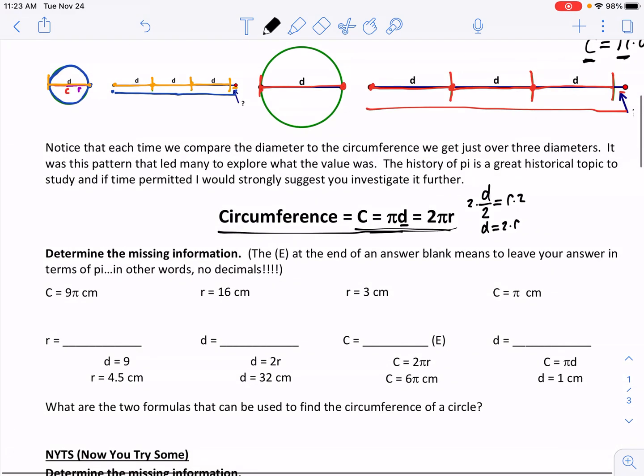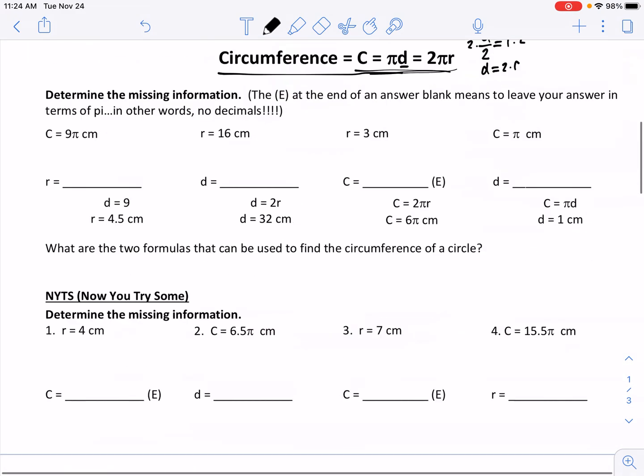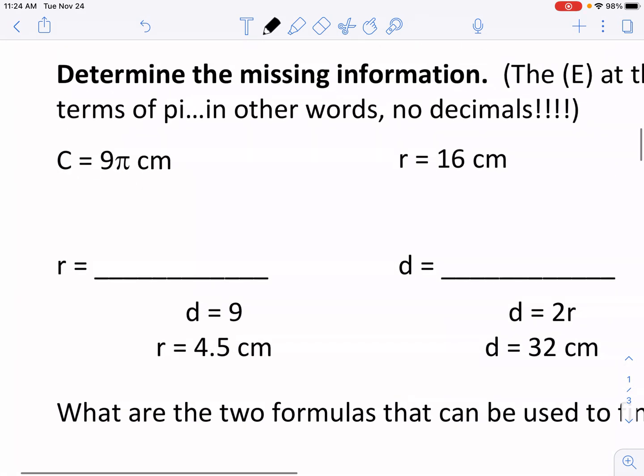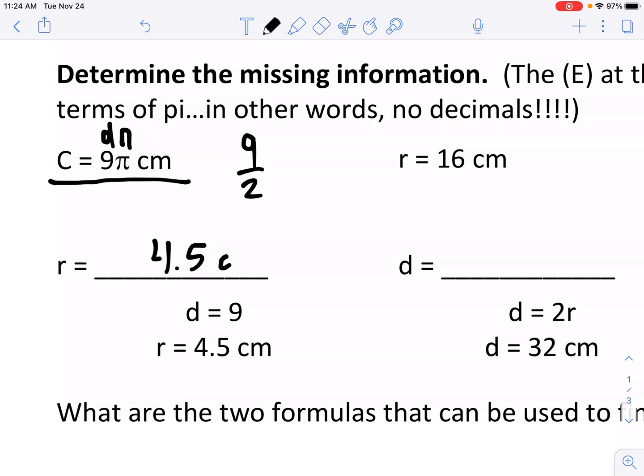Now let's look at a couple of examples here, and then we'll do the rest of these together, but let's look at the first two. It says, if this is my circumference, the circumference is 9 pi centimeters. So the distance around that circle is 9 pi centimeters. What is the radius? This is given to us in terms of diameter times pi. Remember, radius is half the diameter. So what we need is 9 divided by 2 to find our radius. What's 9 divided by 2? 4.5. So the radius is 4.5 centimeters.